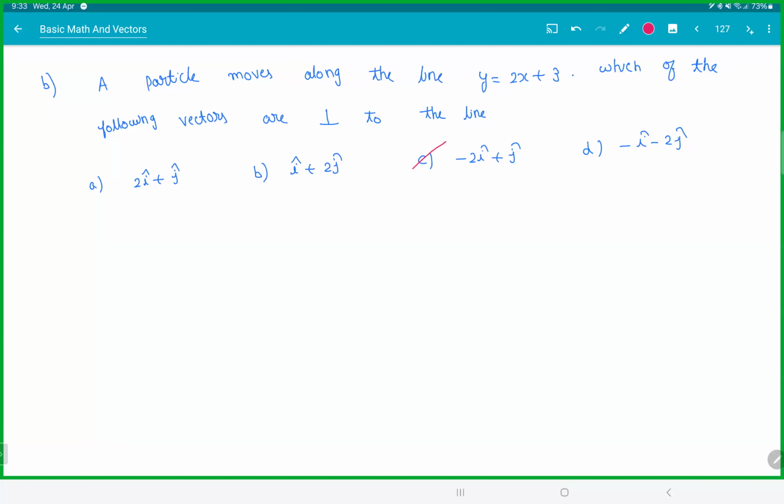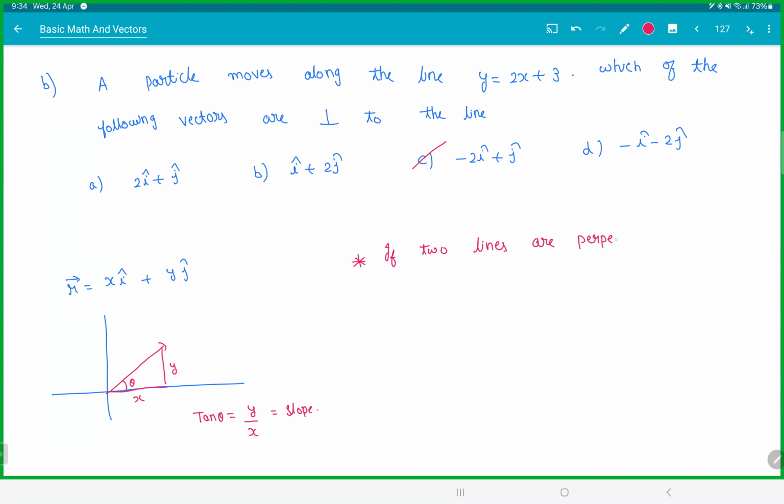See, so what is the idea here? Whenever you have a vector, let's say r bar is xi plus yj, so if you take this angle here theta, we know this is x and this is y. So tan theta is equal to y by x. So basically this is the slope of the vector or slope of that line. So tan theta is nothing but slope. And I'm sure you studied in school, if two lines are perpendicular, what is the product of the slopes? Did you study that? Minus one. In case you don't know that, please learn this now. If two lines are perpendicular, the product of the slopes is minus one.